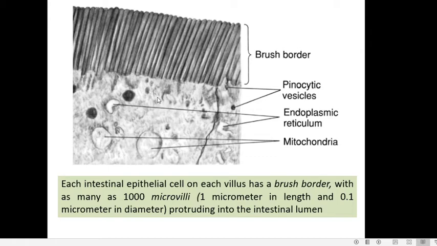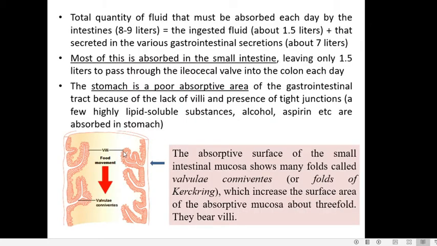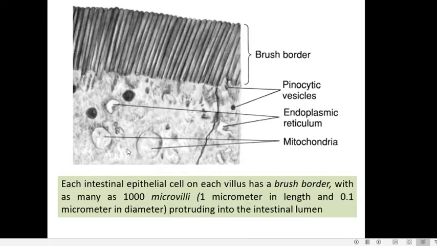Now, when we take an epithelial cell which is lining each villus, so these are the villi, and if we take one epithelial cell from each villus, you can see that the cell membrane of the epithelial cell is drawn outward into a number of minute finger-like projections. These minute finger-like projections which extend as cytoplasmic extensions from the apical or upper side of the cell are called microvilli. So they appear like the bristles of a brush, that is why it is called brush border.